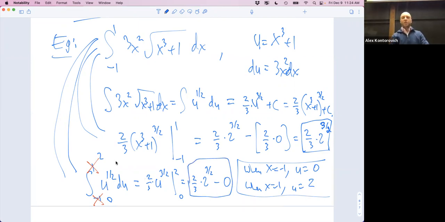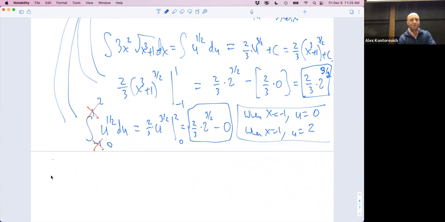So if you're going to do a u substitution in a definite integral, either go back to the x's and use the original bounds, or it might be easier, in fact, to change the bounds to the u bounds, the u range instead of the x range. Okay, let's do a couple more examples.